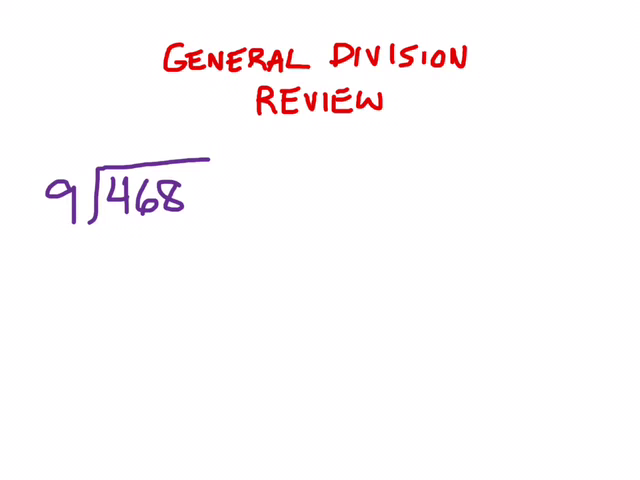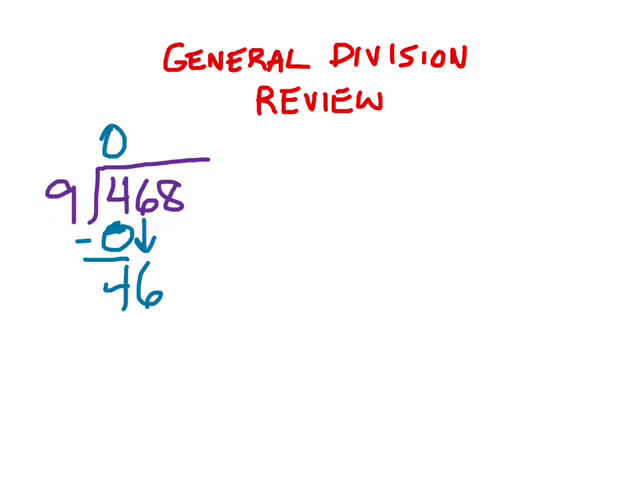But as a quick review, if I want to do 9 into 468, or 468 divided by 9, I'm going to start by looking at the 4, and 9 doesn't go into 4. 9 goes into 4 0 times, which is 0, and I subtract, and I have 4 left over. And then I bring down my 6, and I say, how many times will 9 go into 46?